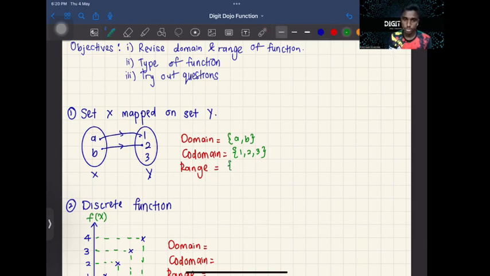So how to write range? Don't forget the set notation. For range also, we need to put 1 and 2. Okay, and close the set notation. That's it. Okay, this is how you need to answer domain, codomain, and range.